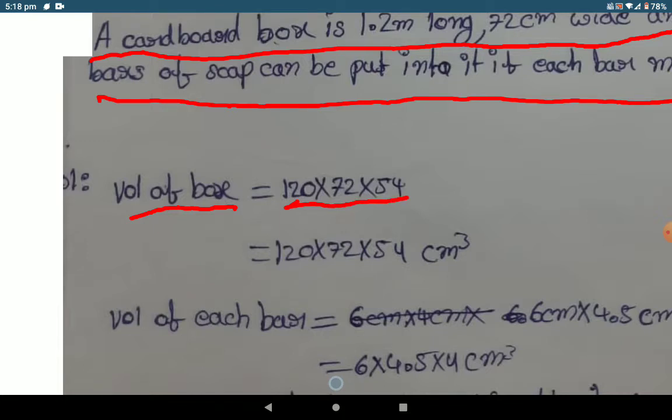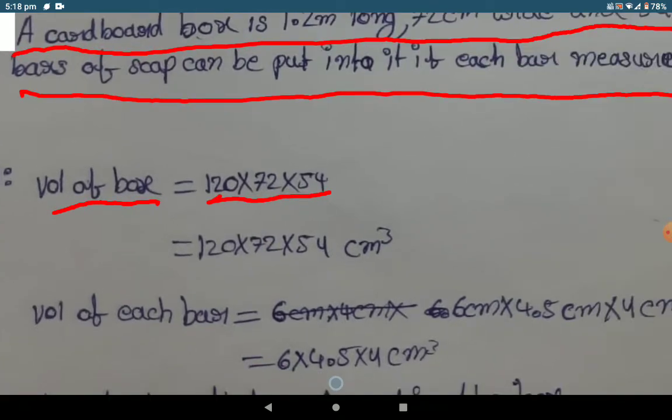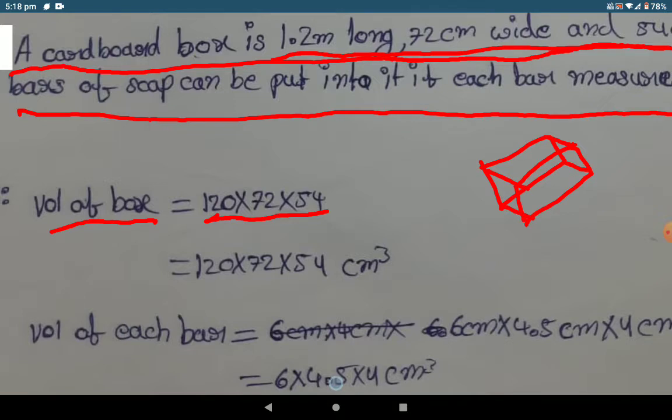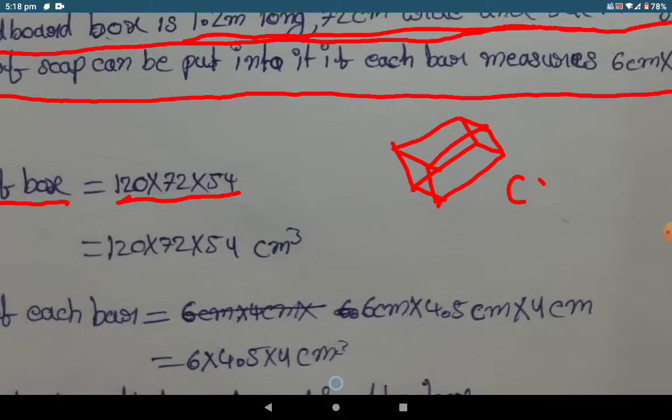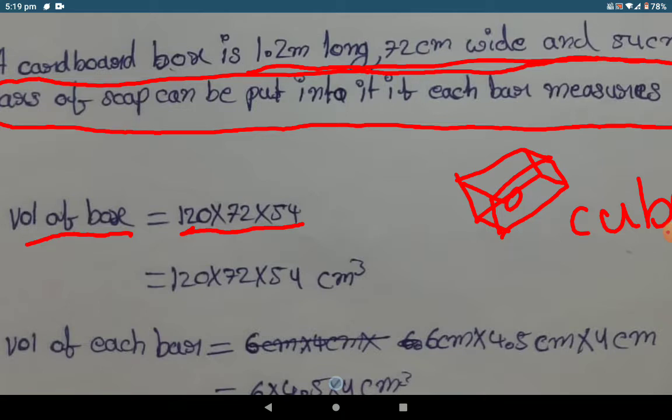Now why did we take 120 into 72 into 54? It's because each of the measurements is not equal. So that means the given shape is a cuboid. A cuboid looks like this. So this is a cuboid.